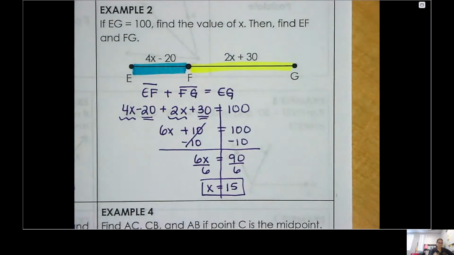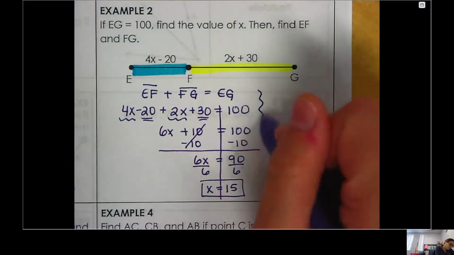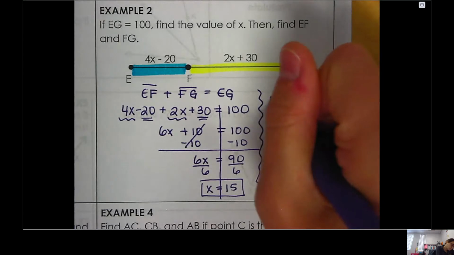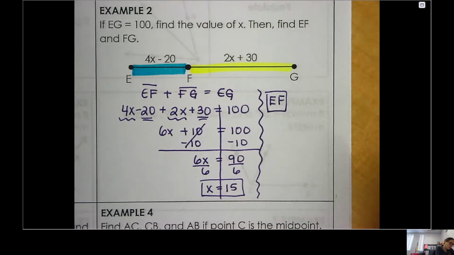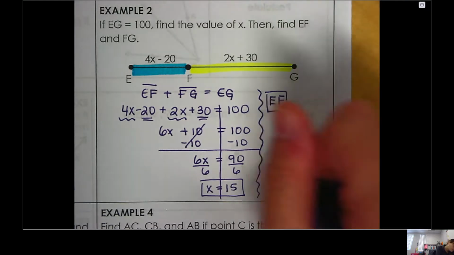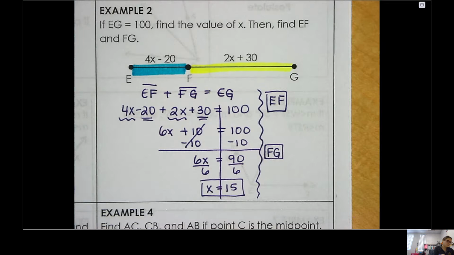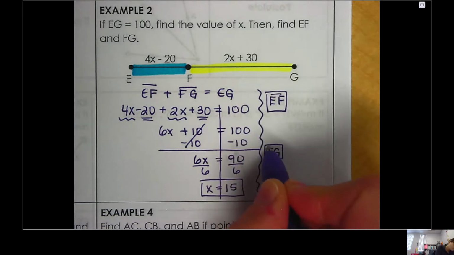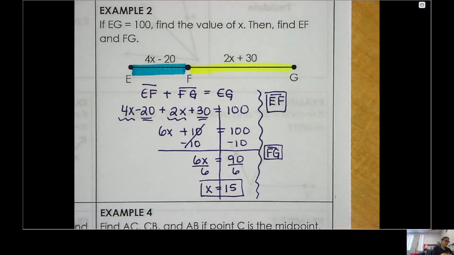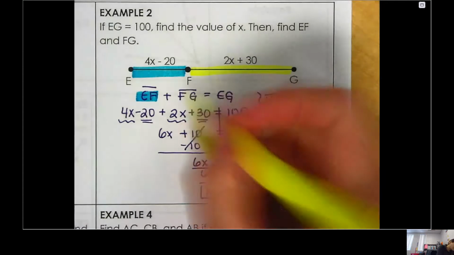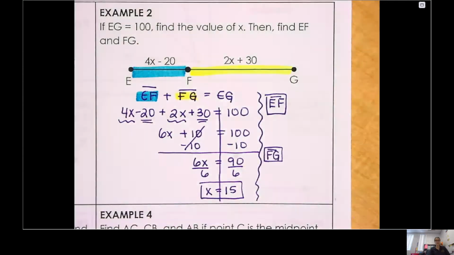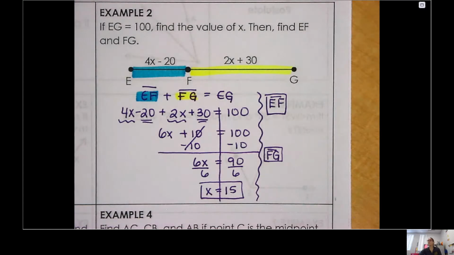Give me another minute. If you're really done and already feeling like you want to try example 3, you're more than welcome to try it. Raise your hand if you need more time to solve for X. Okay, I'll give you another minute. Check your answer with the people next to you.